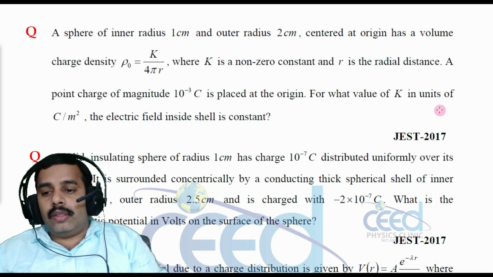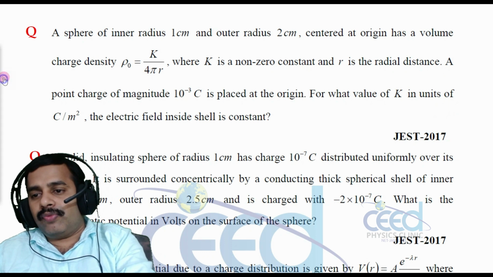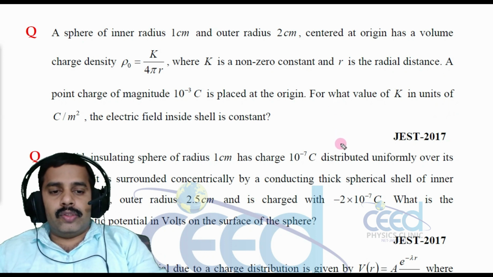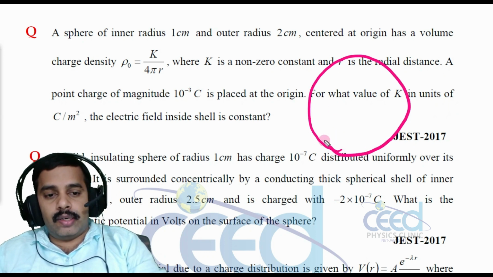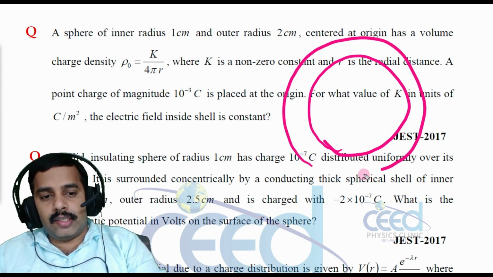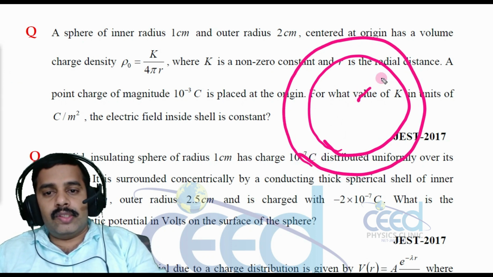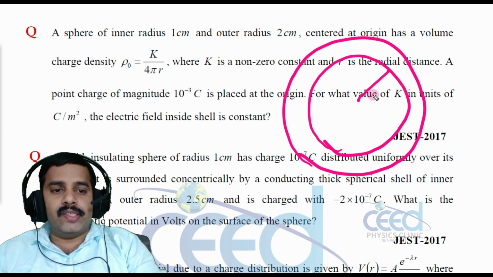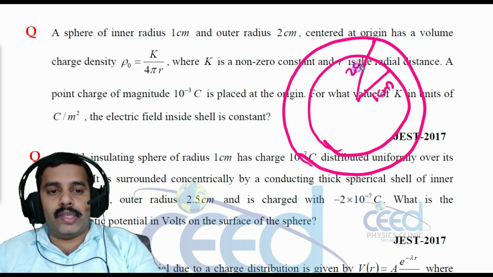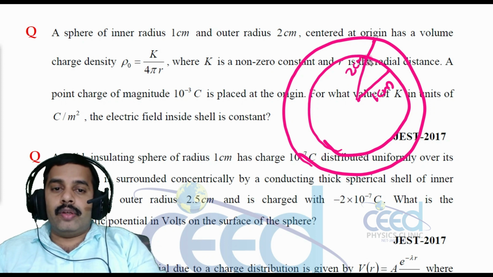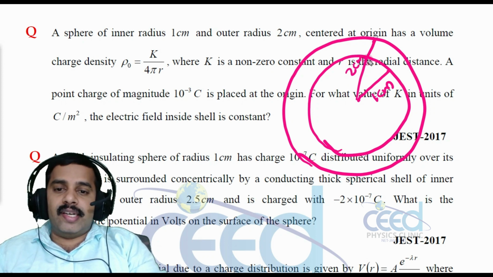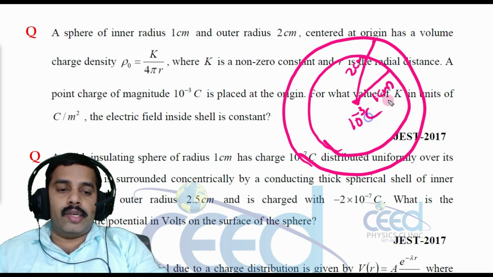So let us draw a figure corresponding to this. Suppose I am considering a sphere, right? With inner radius and outer radius. This radius is given as 1 centimeter, and this radius is given as 2 centimeter. Now at the center we have a charge 10 raised to minus 3 coulomb, right?